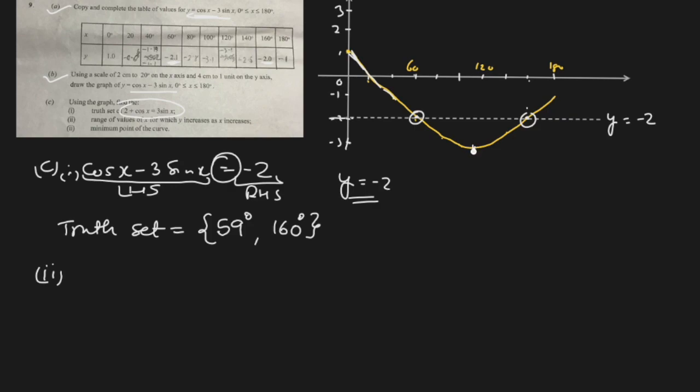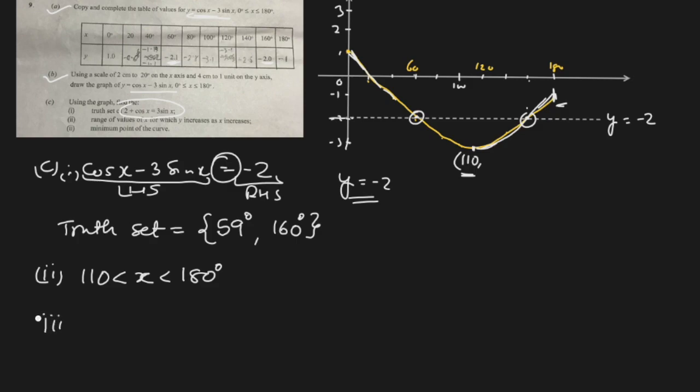But after this point, between 100 degrees and 120 degrees, which will be 110 degrees here, so the x coordinate is 110, let's say. And after this, it is increasing till the point we reach 180, right? So the range of the values of x for which y increases as x increases is from 110 to 180 degrees.